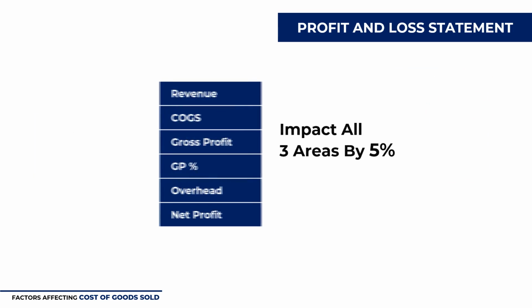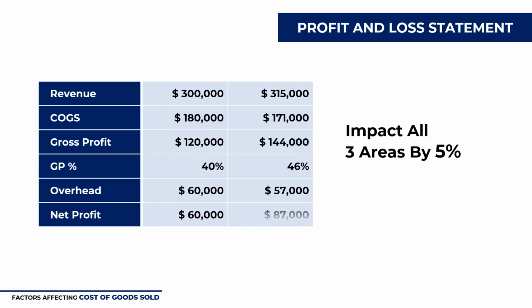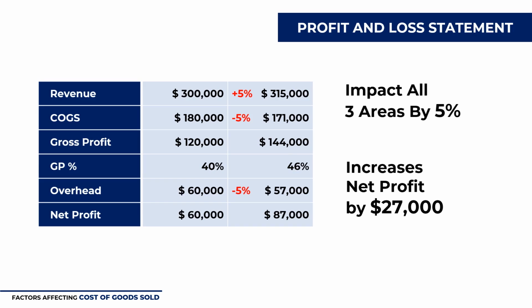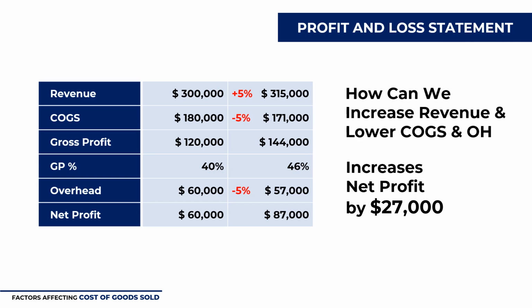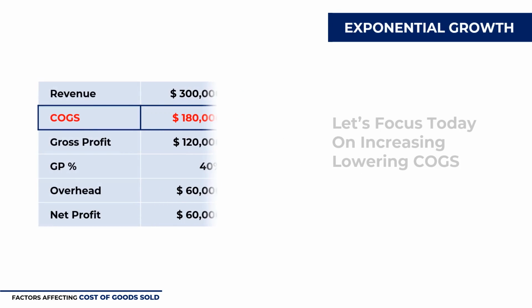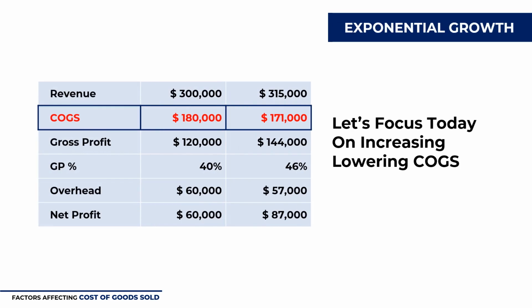We then discuss the power of exponential growth. In this example, if we could impact these 3 areas by 5% each, meaning we increase our revenue by a meager 5% and lower our COGS and overhead by 5%, we would generate an additional $27,000 in net profit, and at zero cost. So now that begs the question, how can we increase revenue and lower our COGS and overhead? Well, the good news is there are multiple ways to impact each of these 3 areas. So today, let's focus solely on the best ways to lower our cost of goods sold.